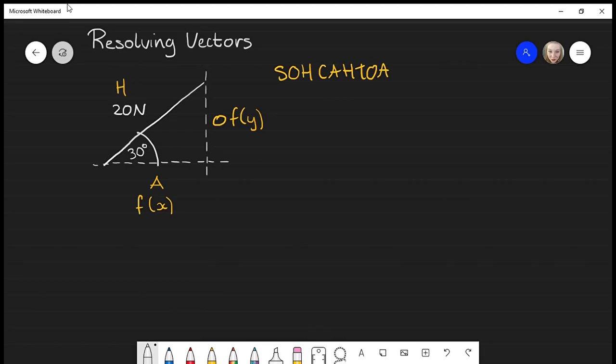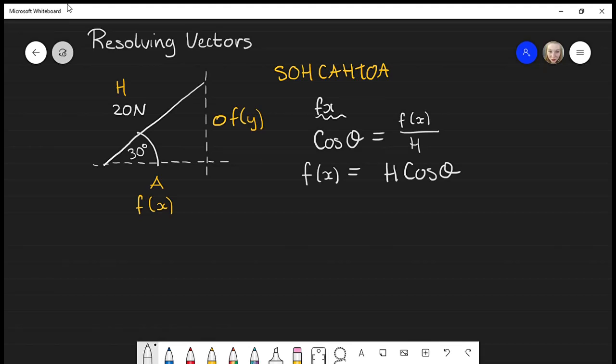So for the fx, cos theta is the adjacent, which is fx, over the hypotenuse. And if we rearrange this for fx, this gives us fx is h cos theta.